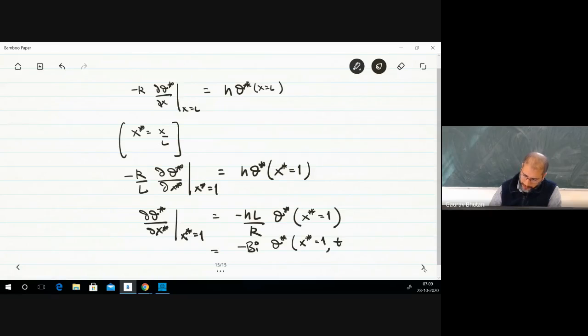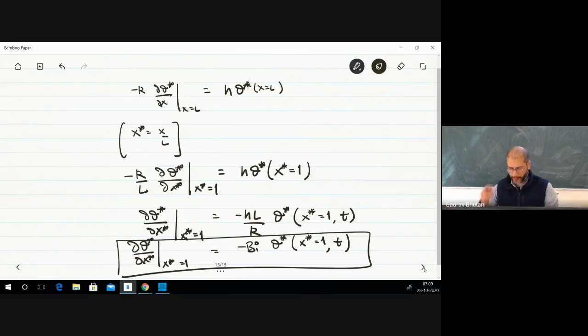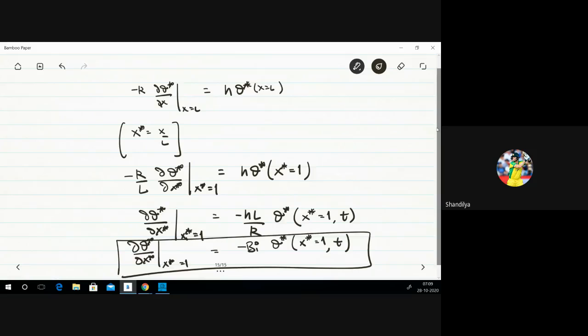I also should have written t, because theta star is a function of x star and t. So this boundary condition is for all times. Okay, I should have written this all over earlier. Okay, sir.